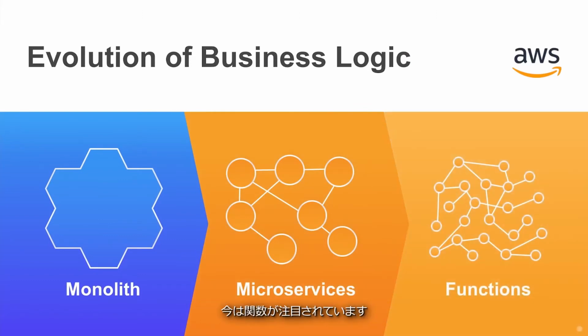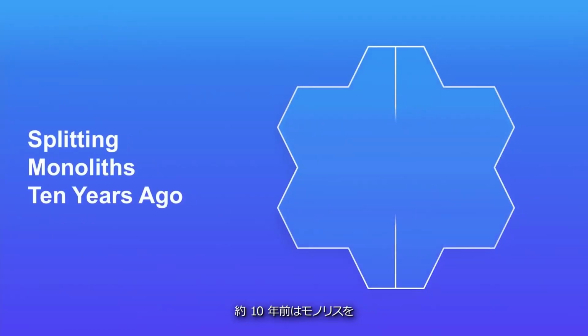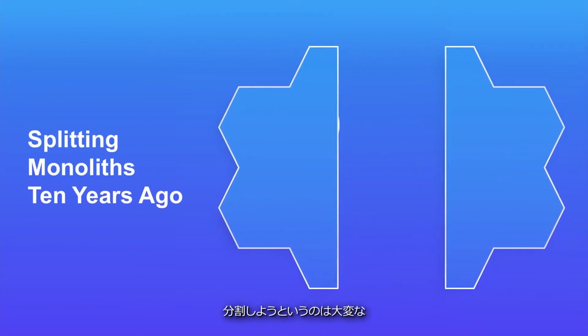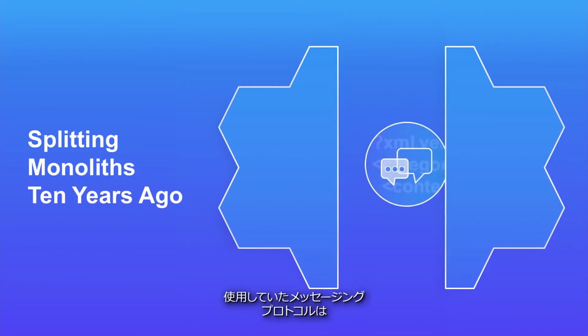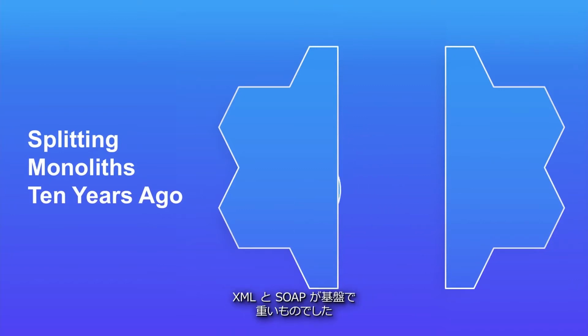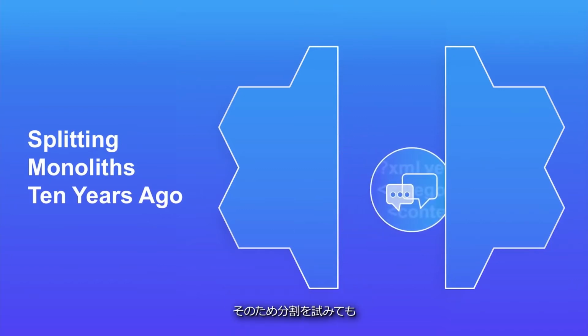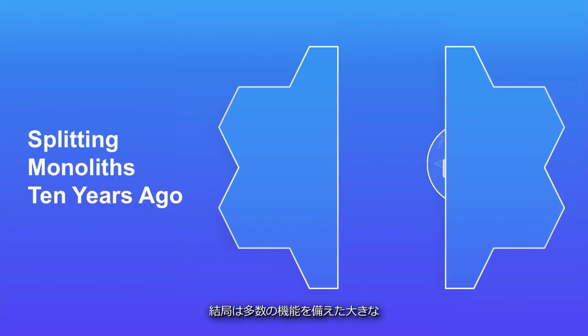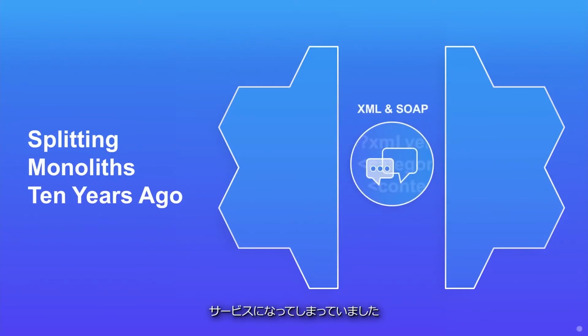Back about 10 years ago, we had monoliths, and when we tried to split them up, we found that it was a lot of hard work. The networks were too slow, the CPUs were too slow, and the messaging protocols we used were based on XML and SOAP, and they were heavyweight. So when we tried to split things up, we ended up with fairly large services which had a lot of functionality in them, and we had a relatively small number of monolithic services that we built out.